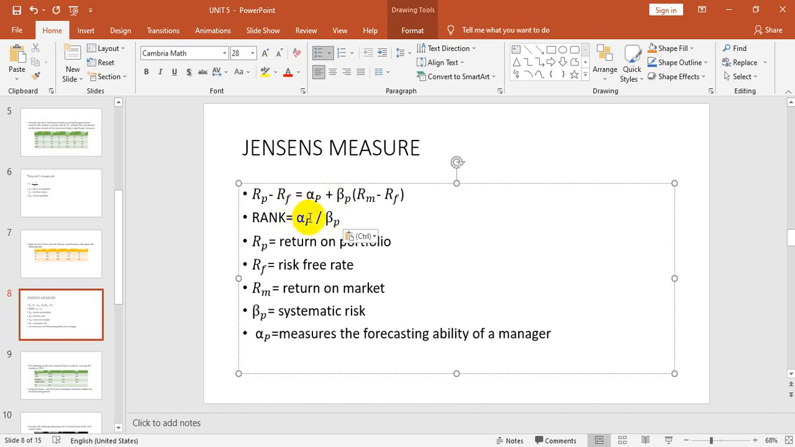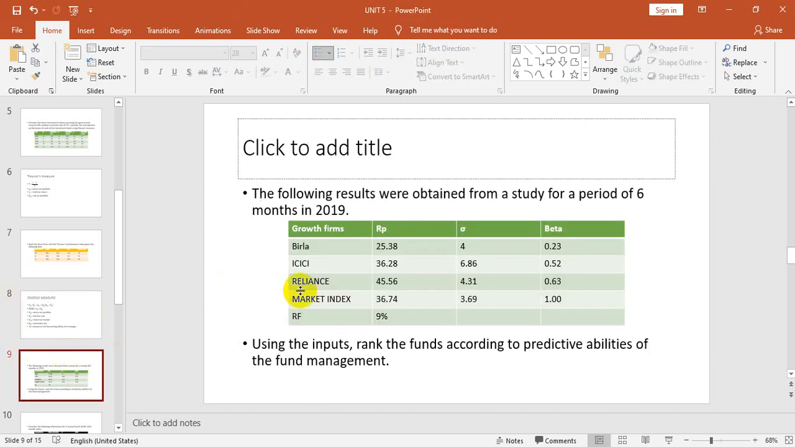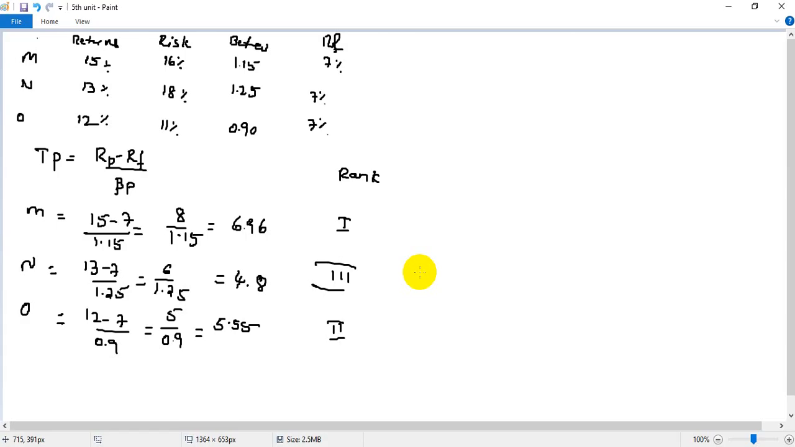Now you will not be given this alpha P in the question. You need to find out alpha P for all three companies, then divide with this value. That is how you are going to rank it. I hope it is clear. So let's start doing this problem.